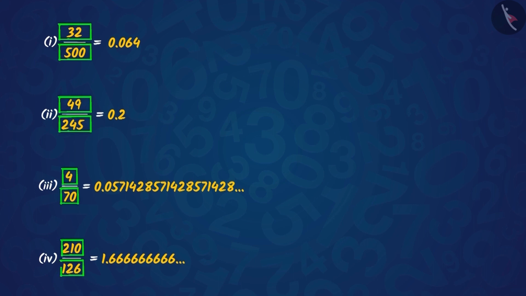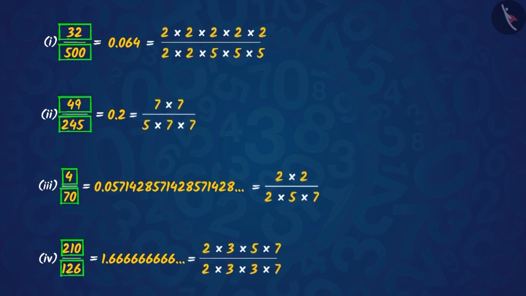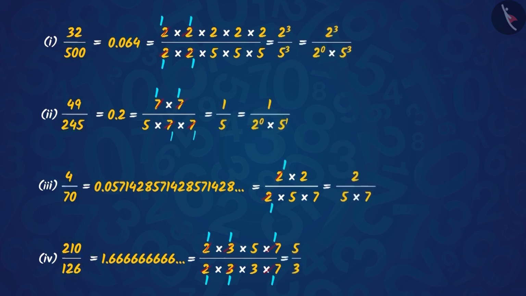If we take the numerator and denominator of these rational numbers in the form of prime factors, you will see that the denominator of terminating rational numbers can be written as 2 raised to n into 5 raised to m, while the denominator of non-terminating rational numbers cannot be written in this format. Thus, we can say that the inverse of the theorem we just studied is also true, which we can formally write as follows.